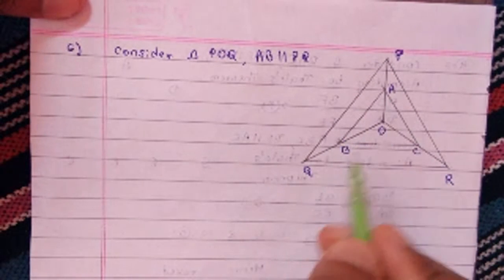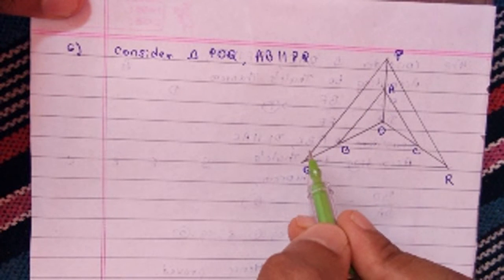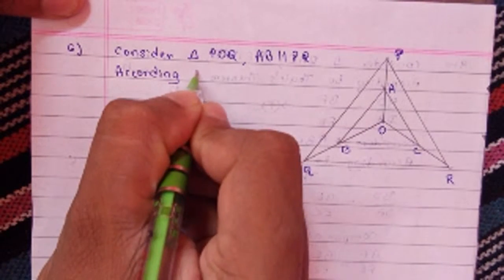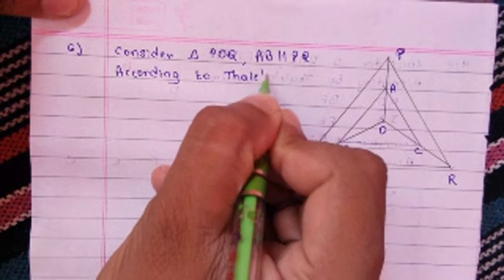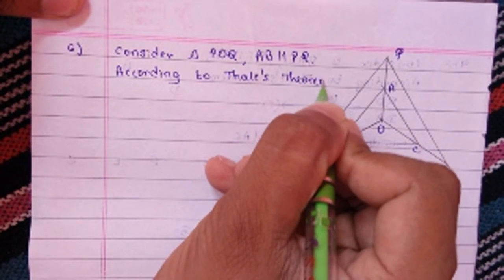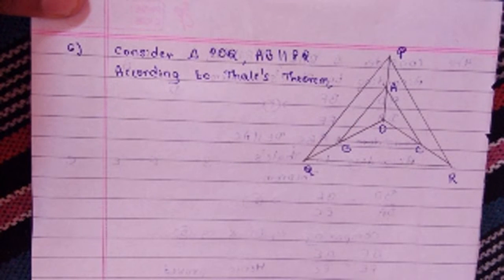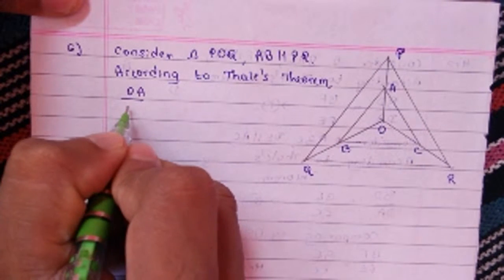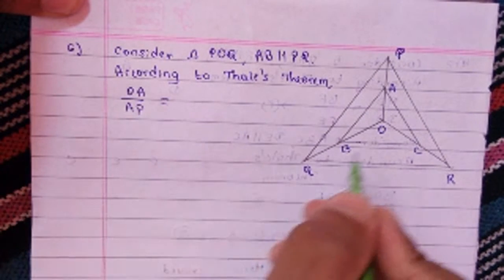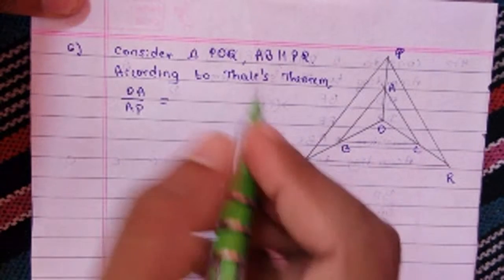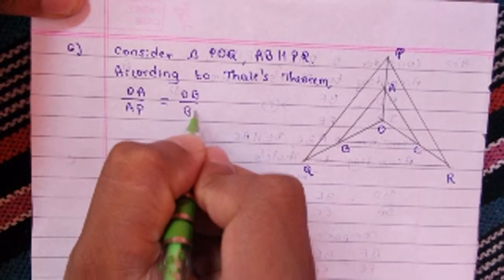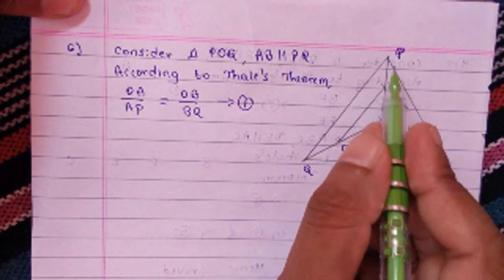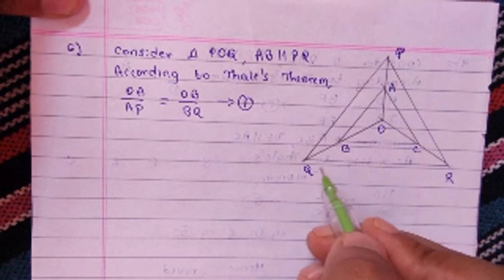So in triangle POQ, line AB is parallel to PQ. Then we have to apply Thales theorem. According to Thales theorem, what does it become? It becomes OA divided by AP, that is equal to OB divided by BQ. I will call this equation number 1.